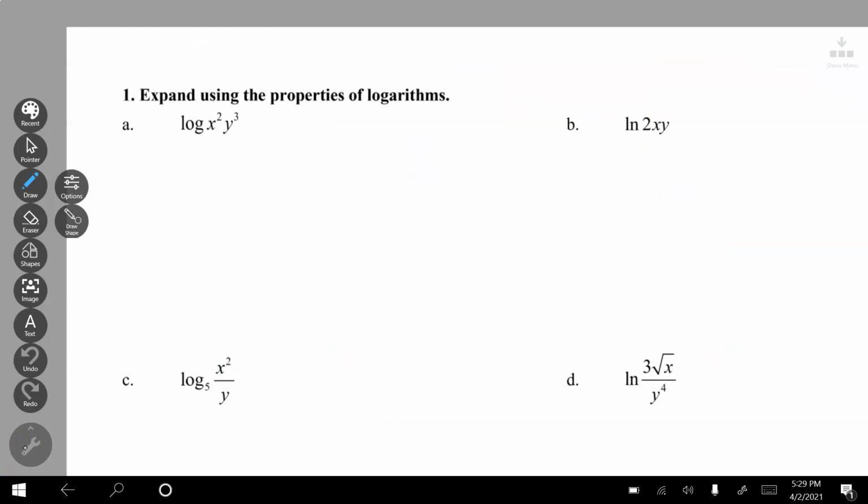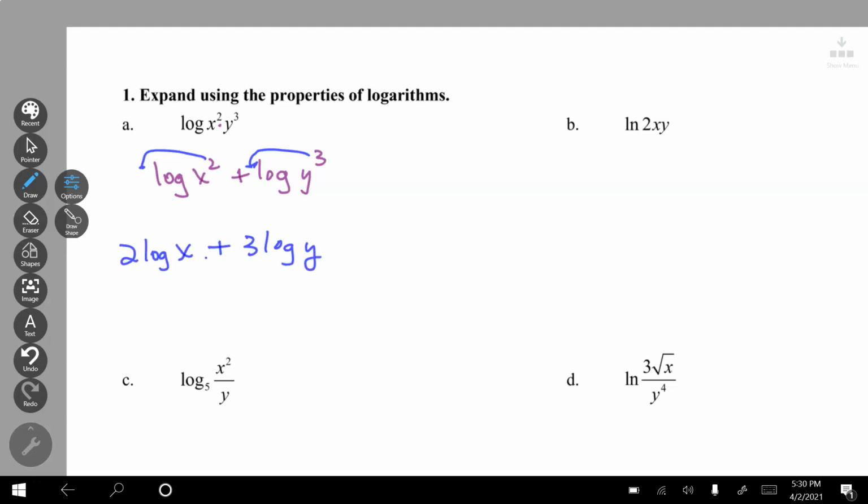So for this first example, I'm going to expand it out into multiple logarithms. I see multiplications going on, so I can split it up into 2 logarithms. Log of x squared plus log of y cubed. When I multiply quantities, I can make it into addition. And then these things can flip up front. So I get 2 log x plus 3 log y. That would be expanding it.